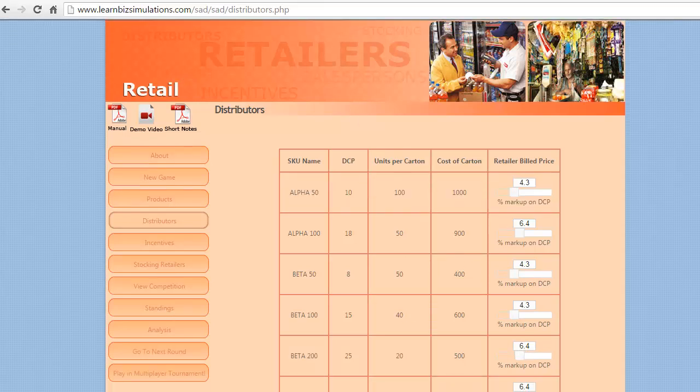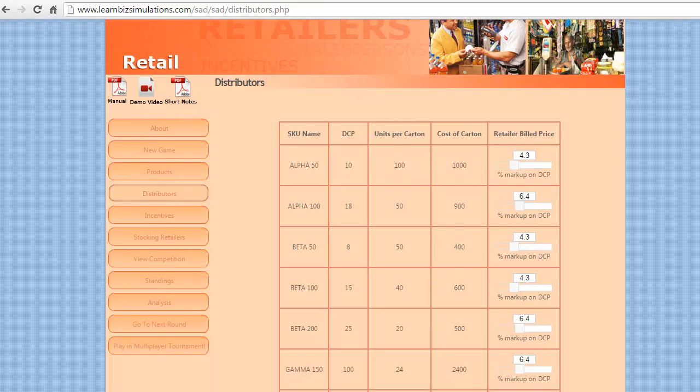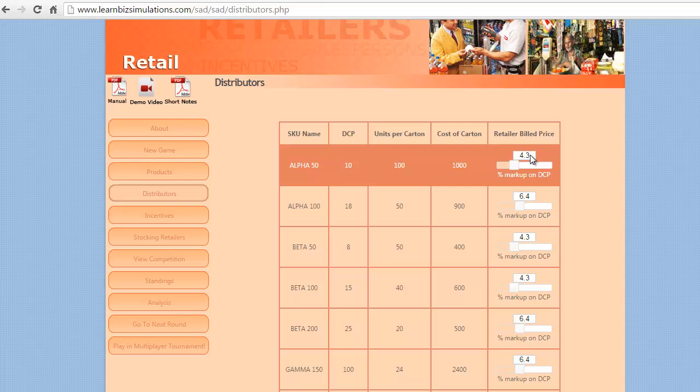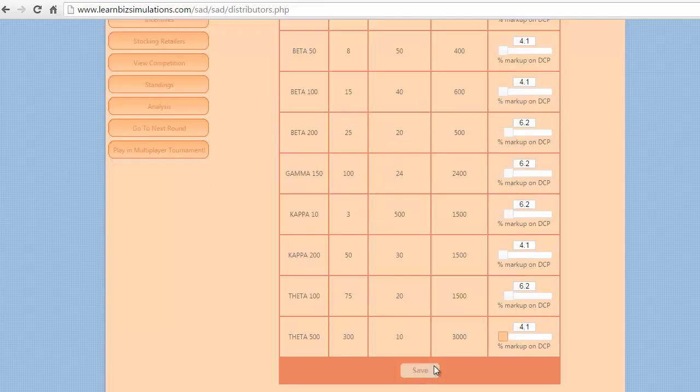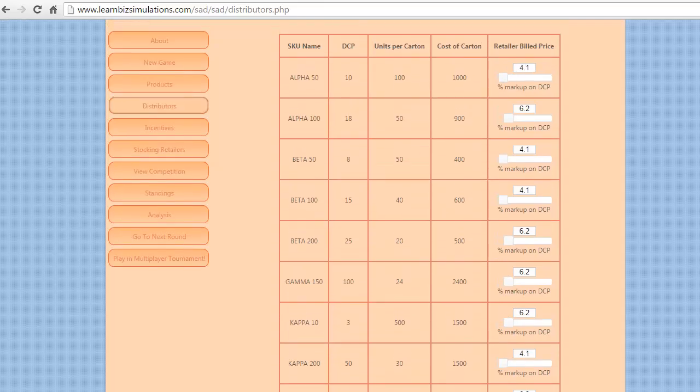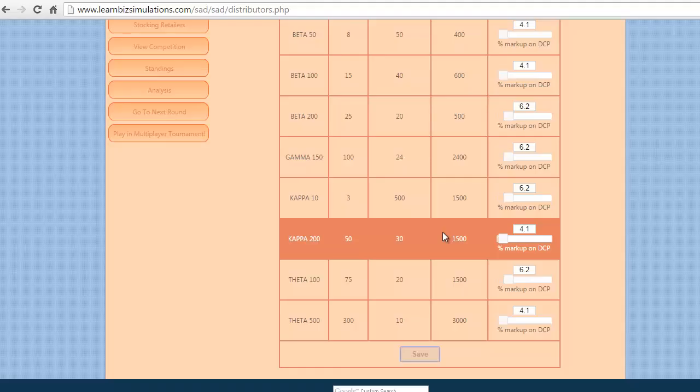In this round, let us look at reducing the distributor margin by another 0.2% in all the cases and get to stocking retailers page to stock. While stocking retailers, please remember that opening stock plus receipts is equal to sales plus closing stocks. Also remember 75:25 ratio too while stocking. Save the screen.